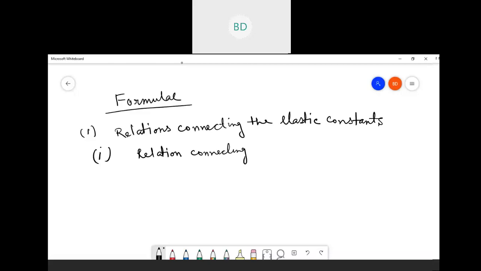Can you follow me? So the relation connecting Young's modulus, bulk modulus, and Poisson's ratio. The formula is, you have to remember this formula actually. K is equal to E by 3 into 1 minus 2 sigma. So this is an important relationship.